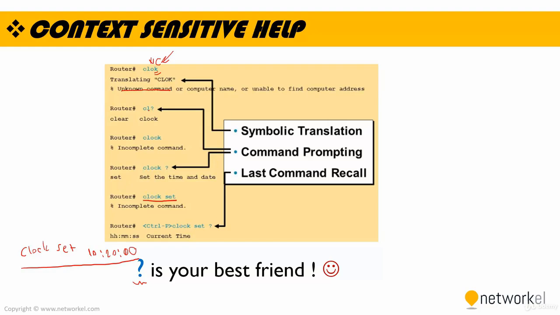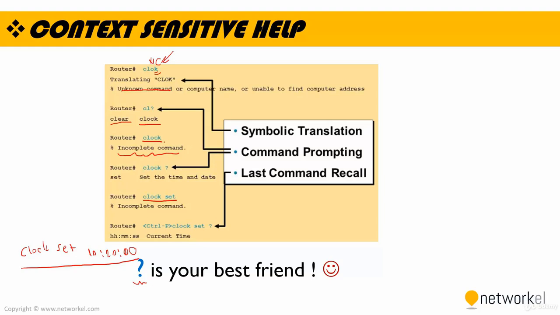If you forget the command, you can type CL, and if you type the question mark here, it shows you the commands that you can use. For example, CL question mark. IOS tells you that you can use clear or clock. Okay, choose one of them. For example, I wrote clock and I pushed enter. Here is another warning, which says incomplete command. Okay, because as I told you, the whole command is clock set and the current time.